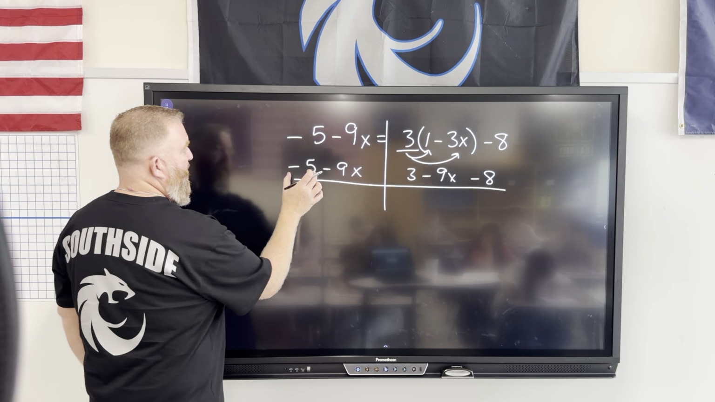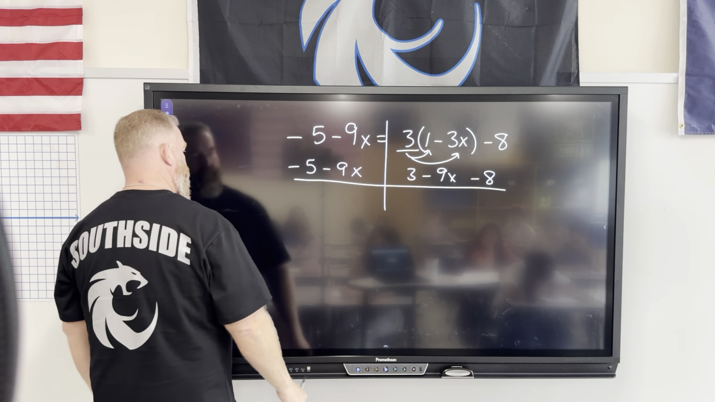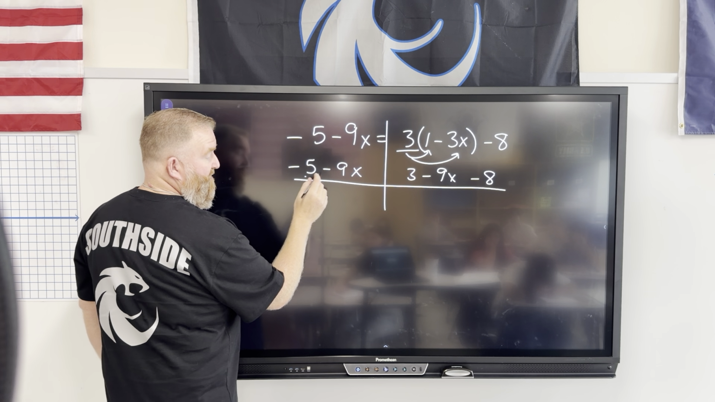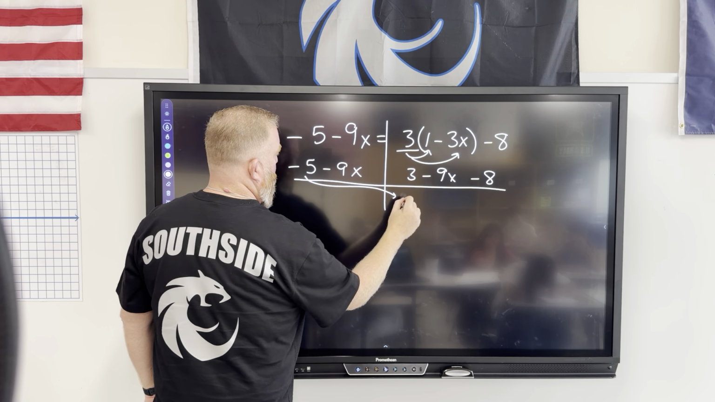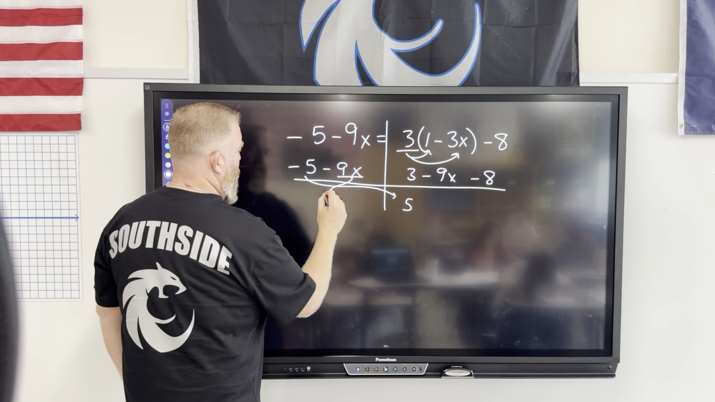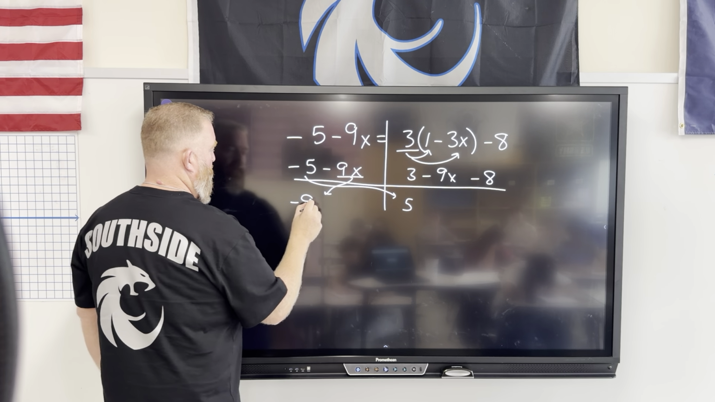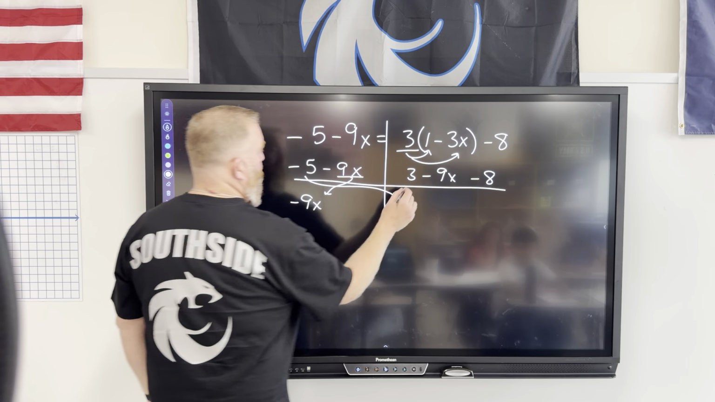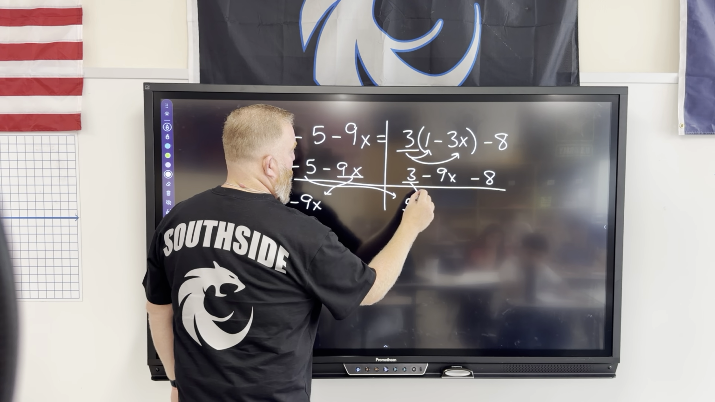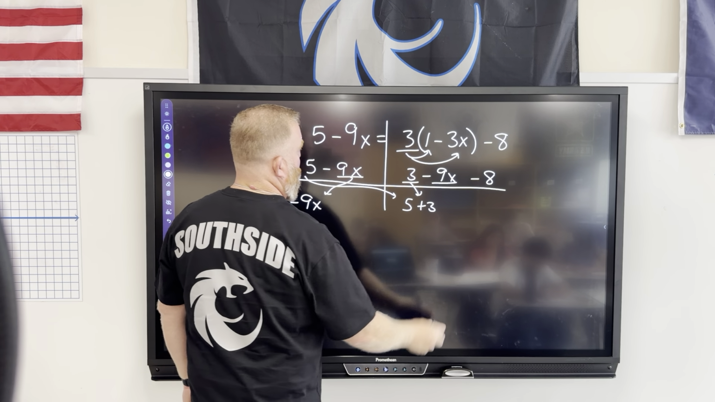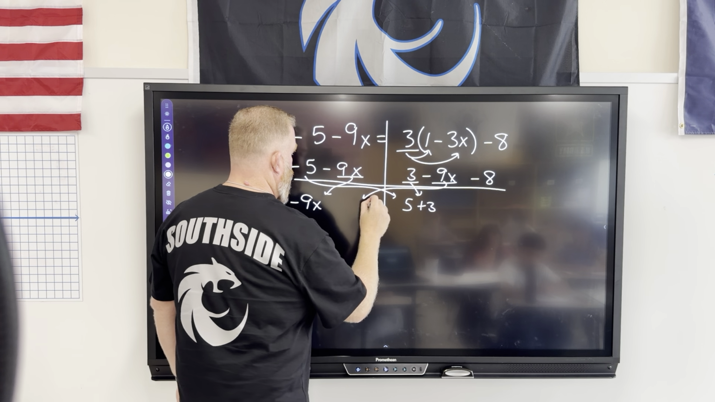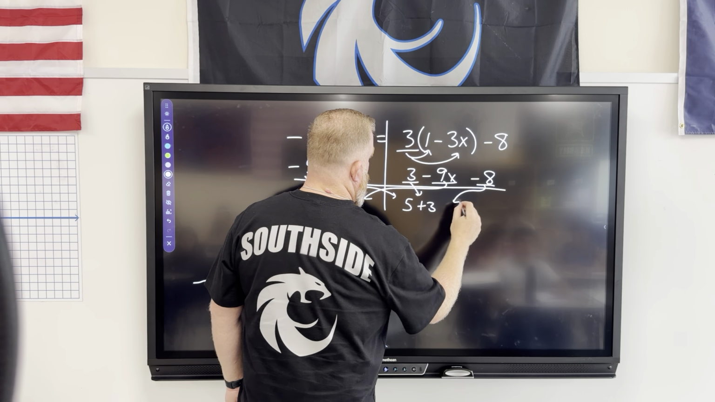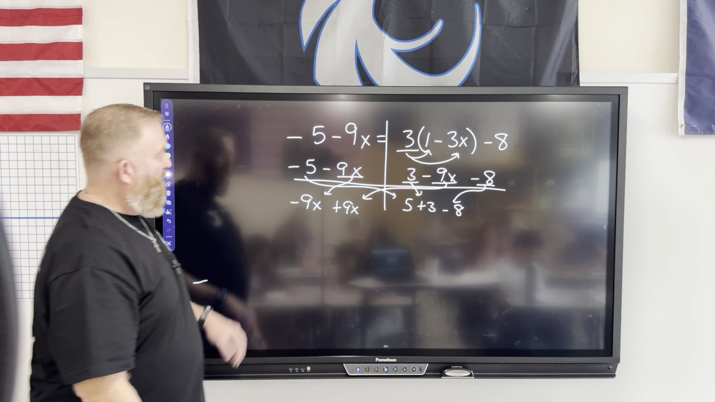All right, here we go. -5, what do I do with it? Move it. So -5 becomes a what, guys? +5. 9x, I'm gonna keep this here, -9x. Is everybody good so far? Okay. All right, let's go over here. 3 stays here, +3. -9x, move it, becomes a +9x. And then -8 stays there. -8, right?